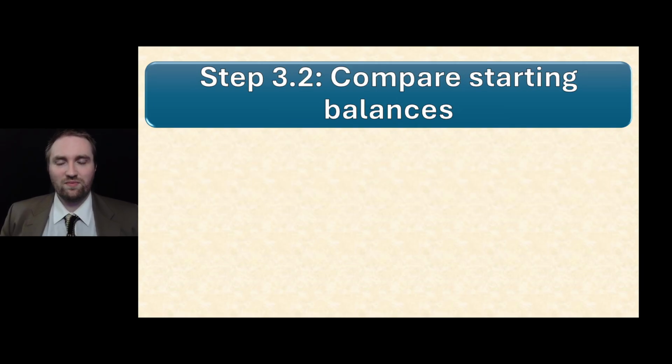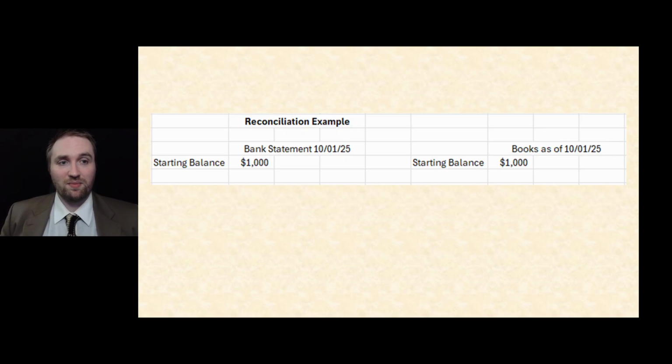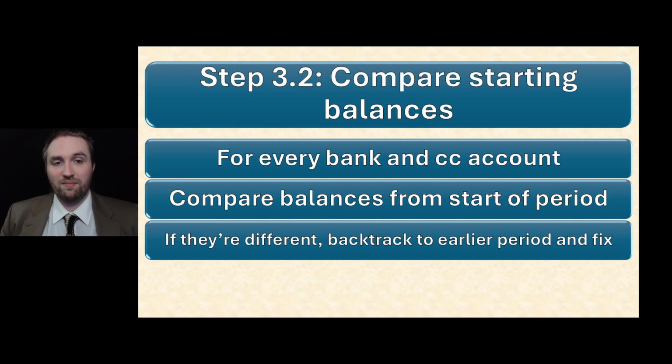Step 3.2. Compare starting balances. For each bank and credit card account in your business, compare the beginning balance from their statements to the beginning balance in your books for the same starting date and the same account. If they're the same, move on to step 3.3. If the starting balances are different, that means something is off from the prior time period and you need to backtrack and apply the bookkeeping cycle to an earlier period.